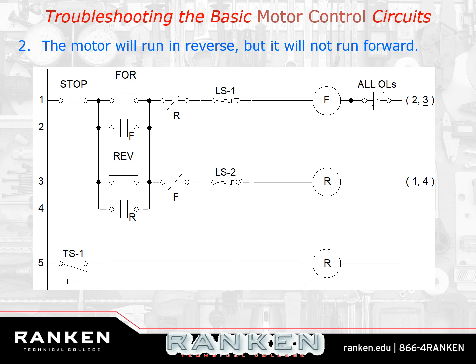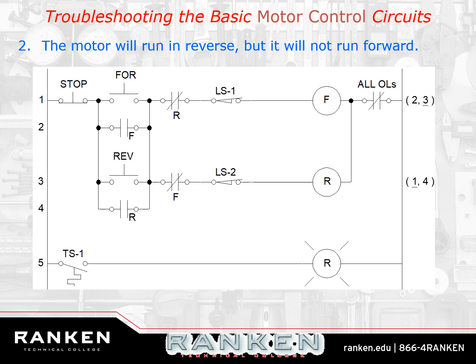Because we know it's not the stop button, right? How do we know? Because it'll run in reverse. We know it's not the overloads, because it'll still run in reverse. So it's got to be something on this rung keeping Pooh Bear from the forward contactor. Pooh Bear can get to the reverse contactor, but he can't get to the forward. So the only thing it could be is whatever's on that line.